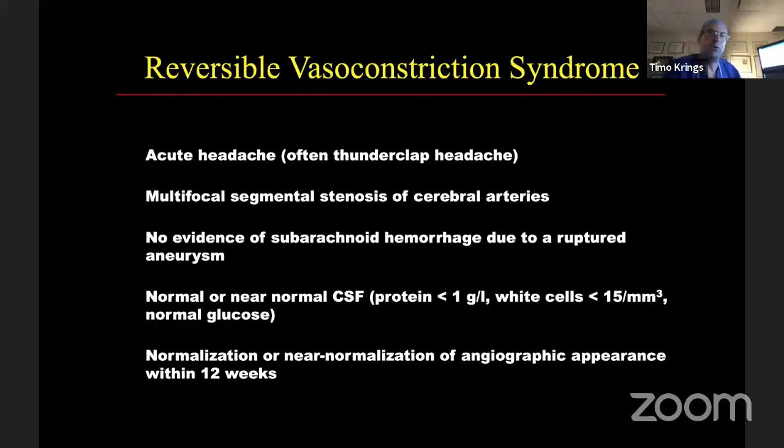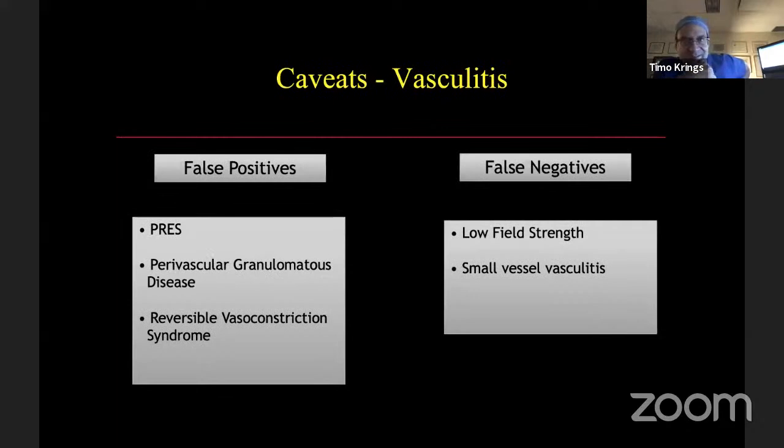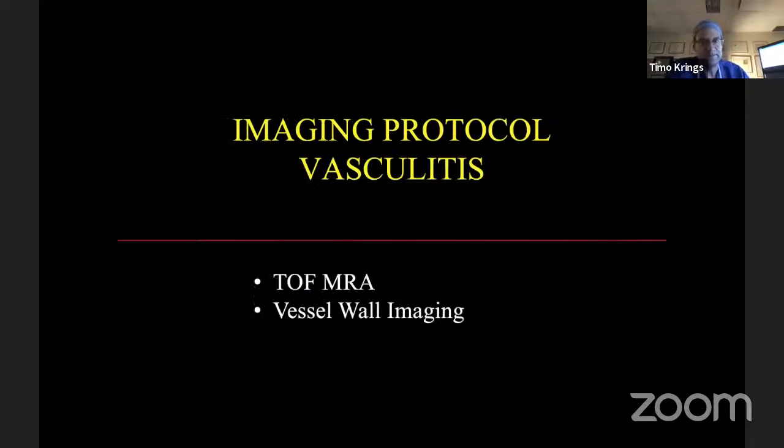And here are a couple of clinical pearls. Think about acute headaches, multifocal segmental stenosis. They do have normal CSF, and they normalize their blood vessels typically within 12 weeks. So some of the false positives and false negatives of vasculitis are indicated here. Keep this in mind when you entertain this diagnosis.